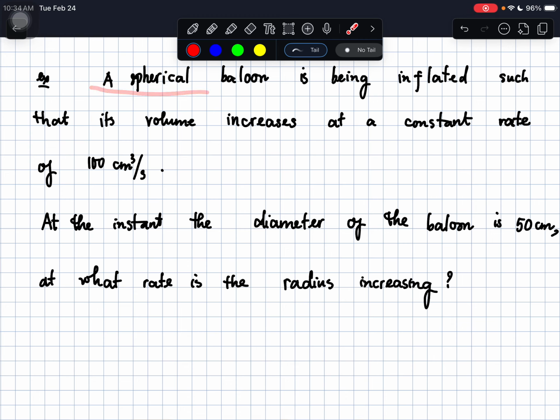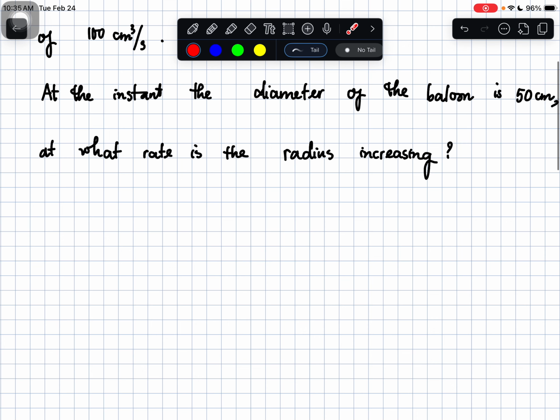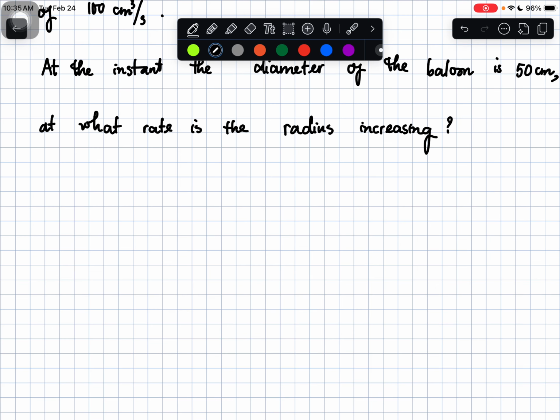A spherical balloon is being inflated such that its volume increases at a constant rate of 100 cm³ per second. At the instant the diameter of the balloon is 50 centimeters, at what rate is the radius increasing? So we have a balloon.